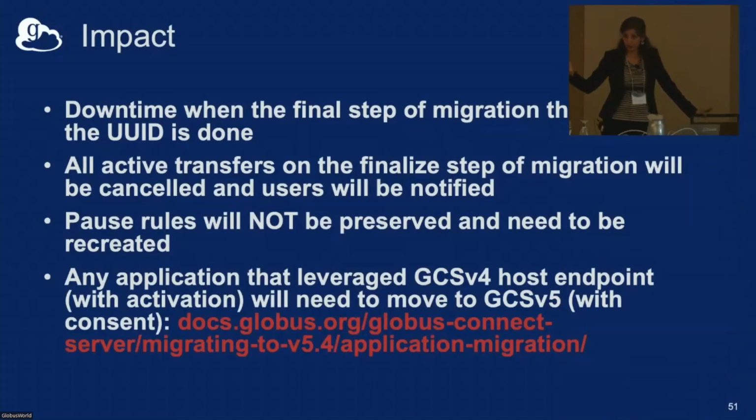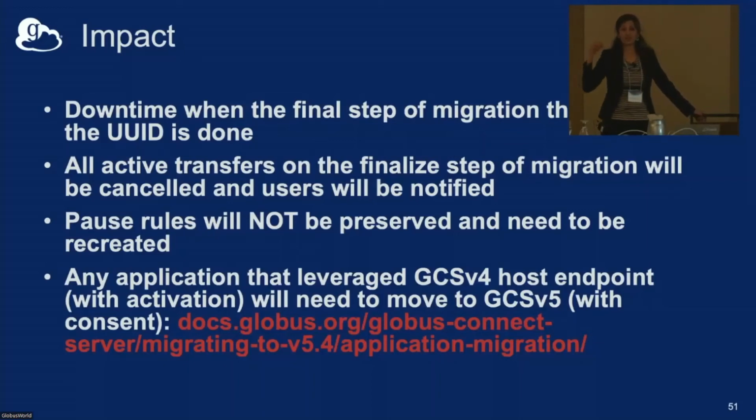So if you haven't told your users, or people are still moving data, that will be canceled, and the users will automatically receive an email from the transfer service that it was canceled during migration. Pause rules, there are a few of you who use them during maintenance and things. They are not preserved across these. We were not able to move that over, so you would have to recreate your pause rules. There's an API that lets you get them, so you can get those pause rules and recreate them.